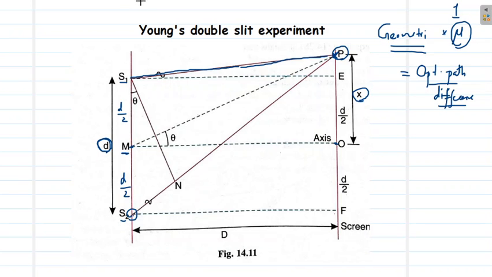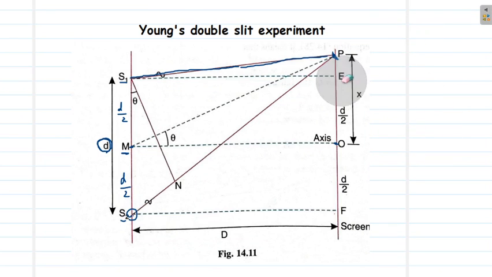So how can we find that? Normally, in order to find the path difference, we draw a perpendicular from one of the sources to the other ray. So S1N is a perpendicular that I draw from the first source to the second ray. From this point N onwards, the lengths S1P and NP are equal. So I can say S1P is equal to NP because we draw a perpendicular like that, right?